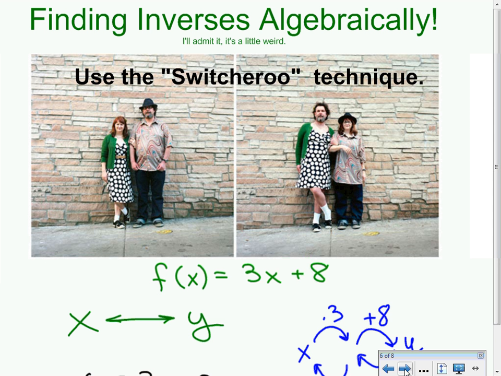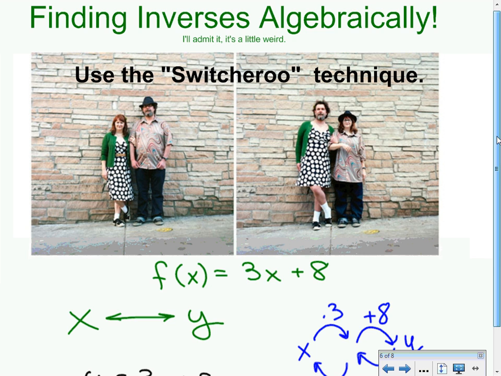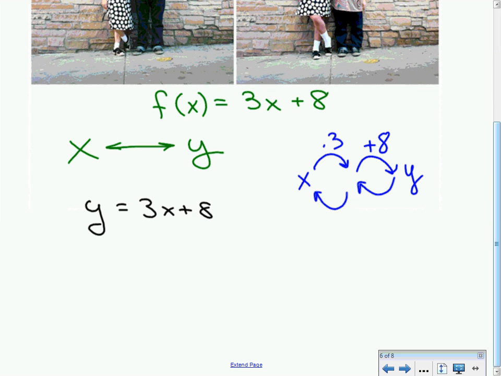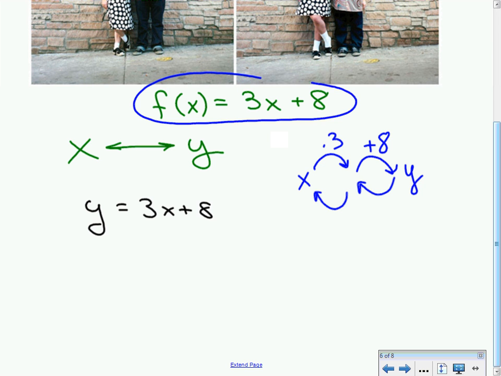All right, now, that's graphs. Finding inverses algebraically. We're going to use a technique known for thousands of years as the switcheroonie, or the old switcheroo as a nickname technique. And here we have a function f of x equals 3x plus 8. We are going to switcheroo, as I sort of alluded to earlier in the video. All our x's are y's, all our y's are x's.